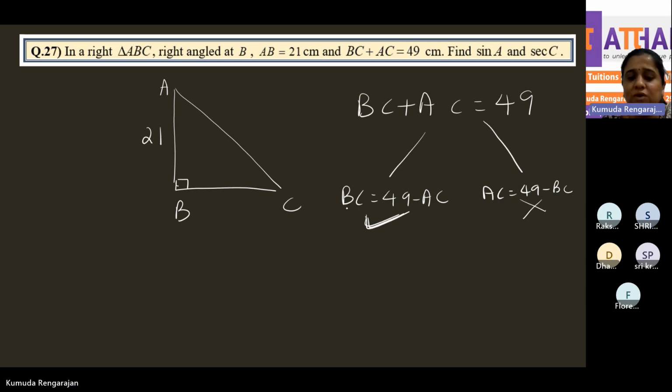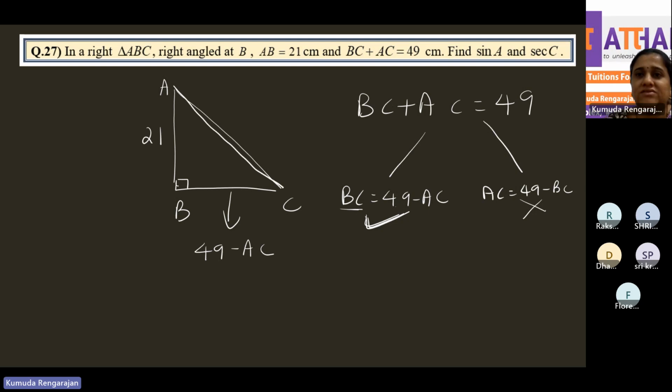Supposing you want this one, then instead of BC, what will you write? Instead of BC, you should write 49 minus AC. AC is AC only. BC is 49 minus AC, and AB is 21. Now connect the three sides using Pythagoras theorem.